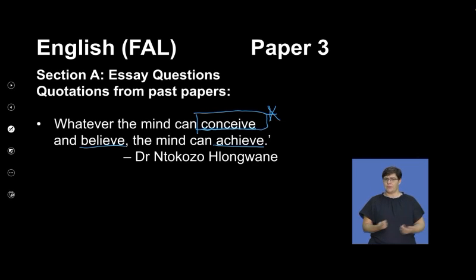So here, again, what the mind can conceive and believe. Obviously, our mind believes what we tell it. So if we believe a certain color, the sky is blue, it's not because we see the sky is blue. Obviously, mentally, we also believe that it is blue. If we close our eyes, we still see the sky as blue. So the mind can achieve.